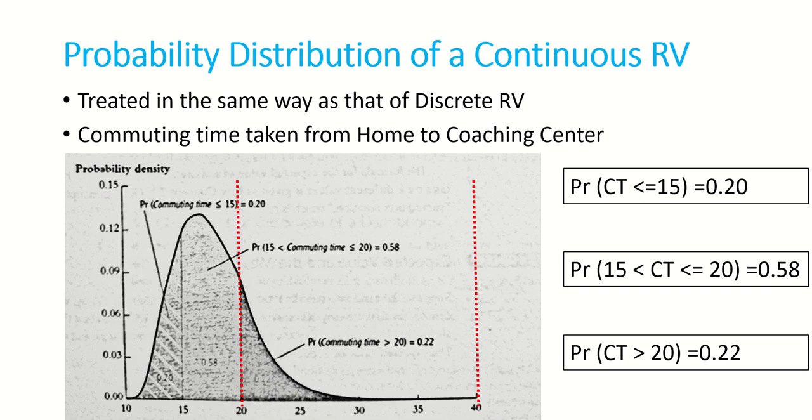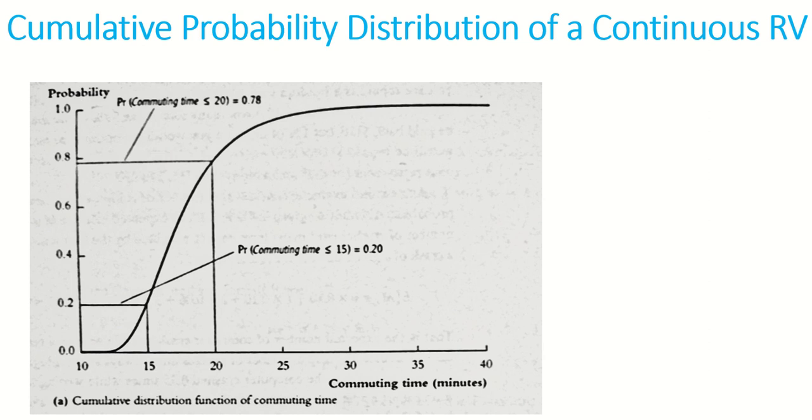Now, if we add the probabilities for different intervals at each step, we basically get a cumulative density function, as shown in this graph. Again, as we go across time on the x-axis, the curve basically increases and then eventually flattens out for higher values of commuting time.